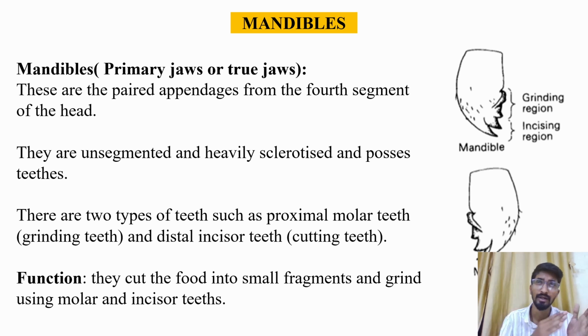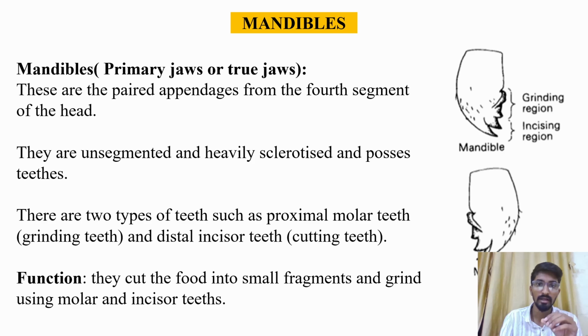The function of these mandibles is this: the labrum holds the food and these mandibles act on that food, so that they cut the food into small fragments and grind it using molar and incisor teeth.